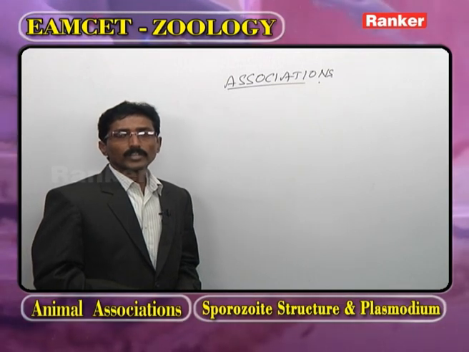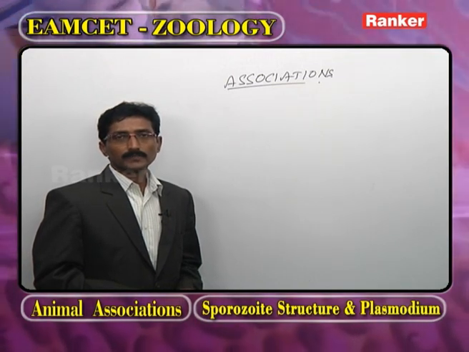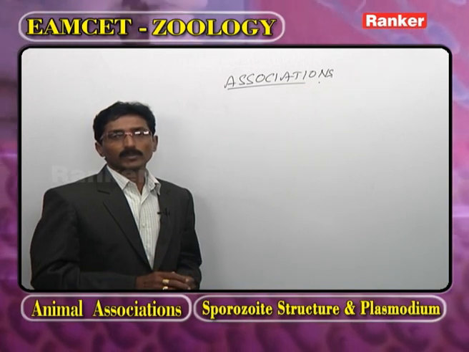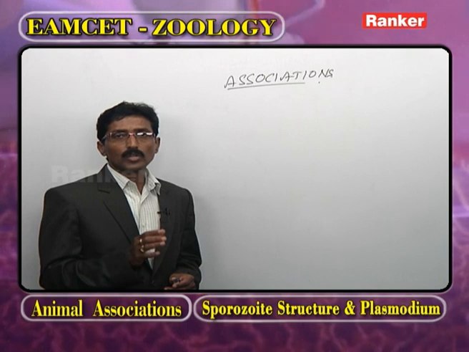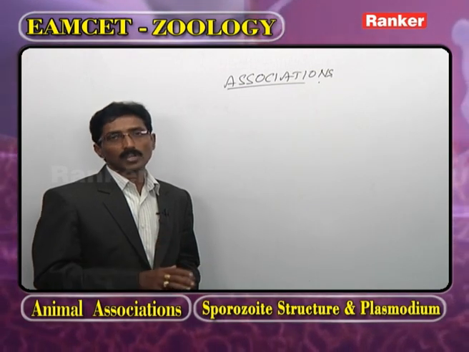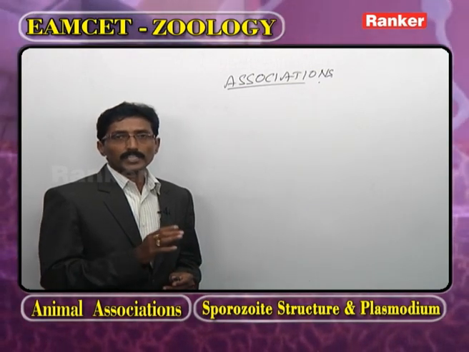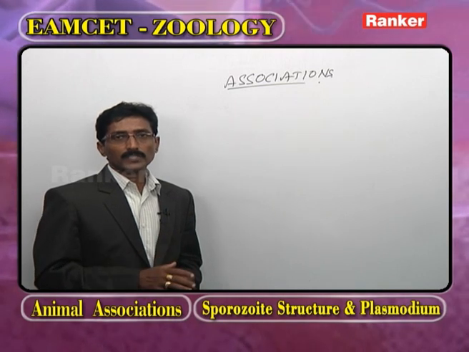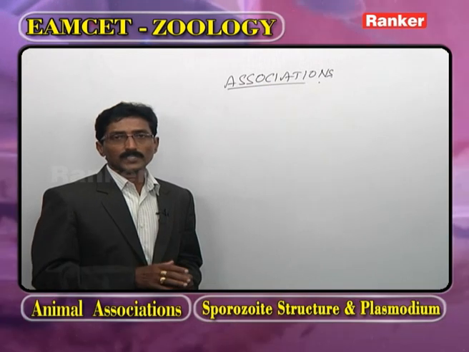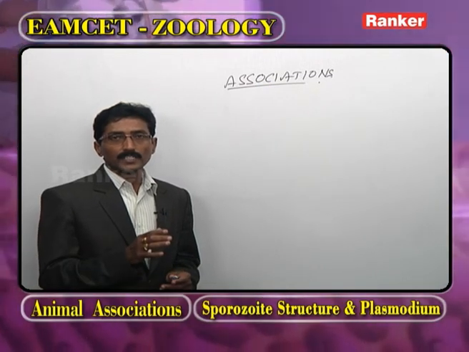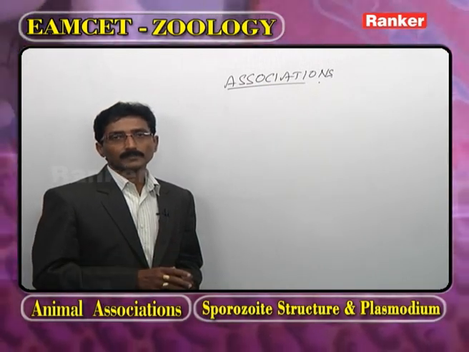Students, today we discuss the animal associations. From an EAMCET point of view, from the animal associations we are going to get a minimum of 4 marks. In one year, we got 6 marks from the animal associations. In the animal associations we are discussing different types of parasites.